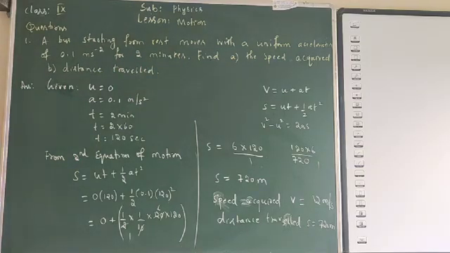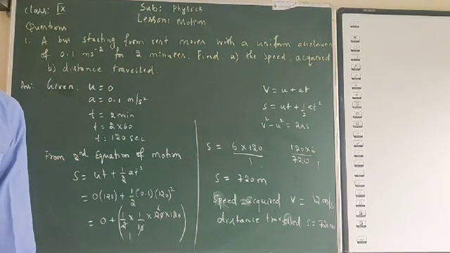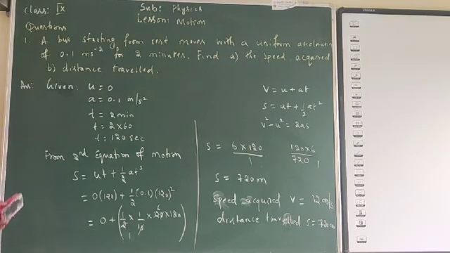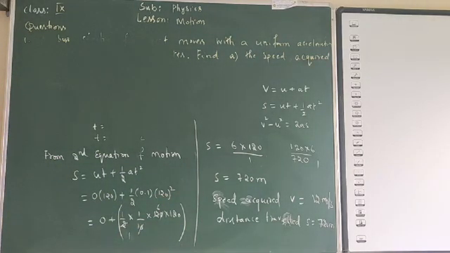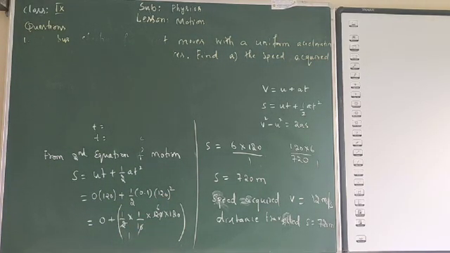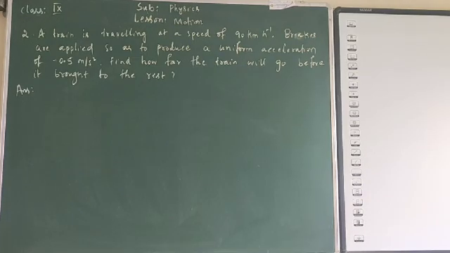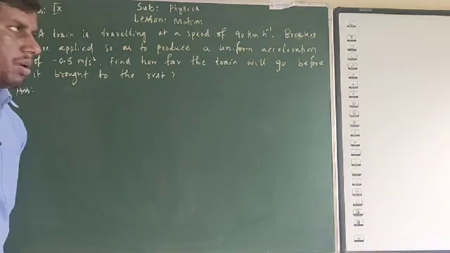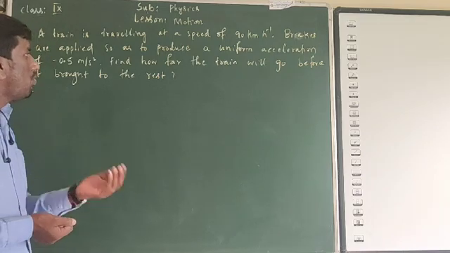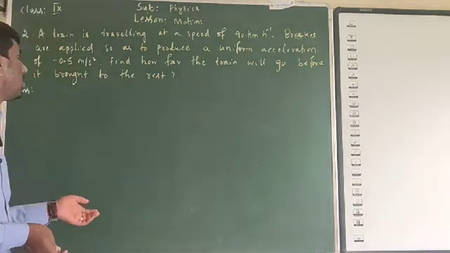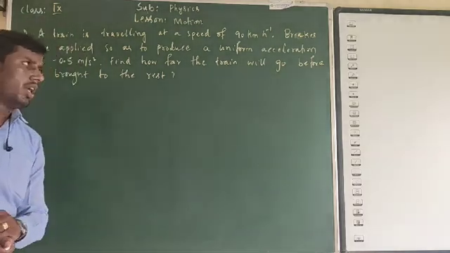Situation. Okay. So similarly, we will go for the next question. The second question is, a train is traveling at a speed of 90 km per hour. Brakes are applied so as to produce a uniform acceleration of minus 0.5 meter per second square. Find how far the train will go before it is brought to rest.